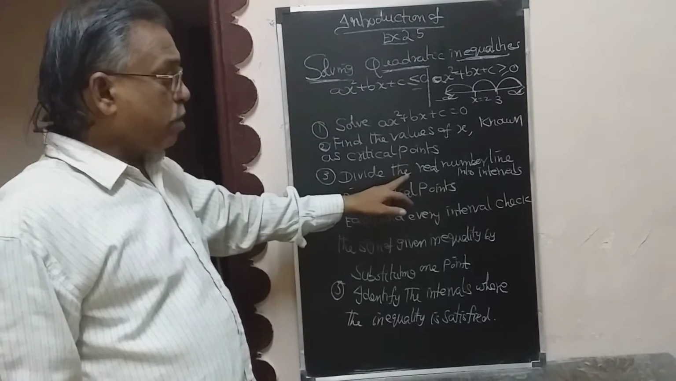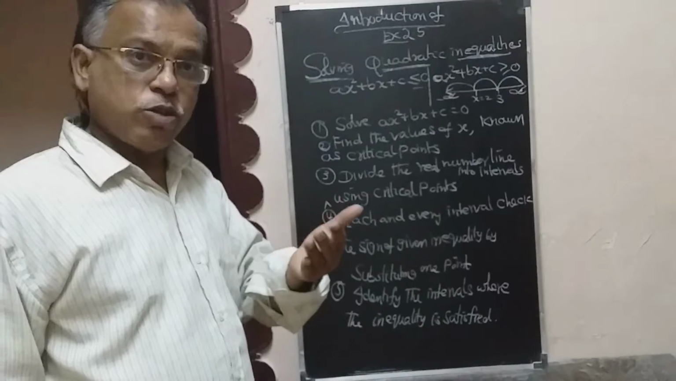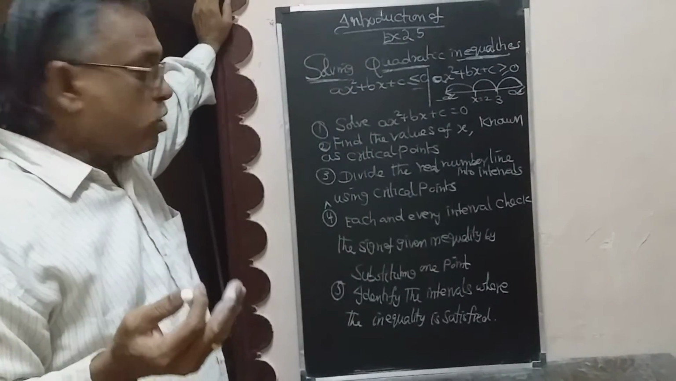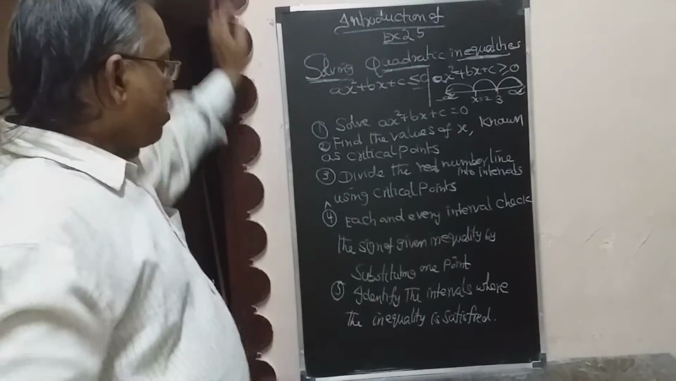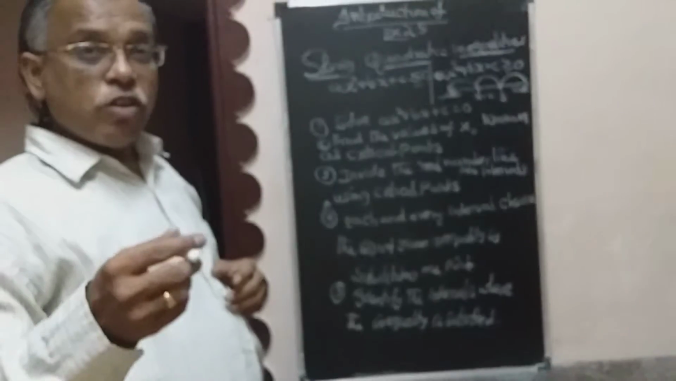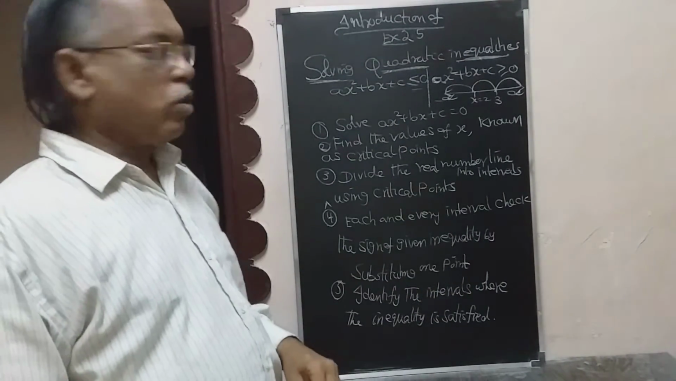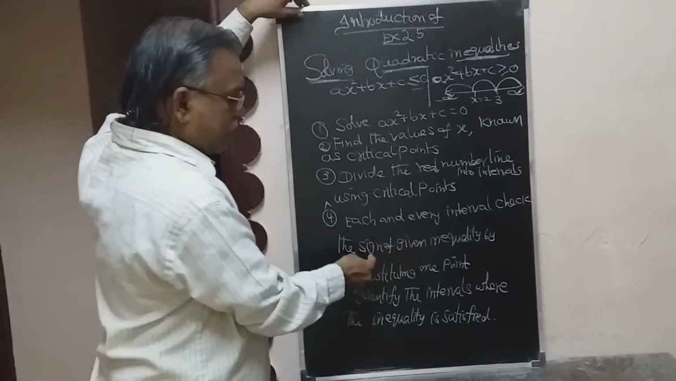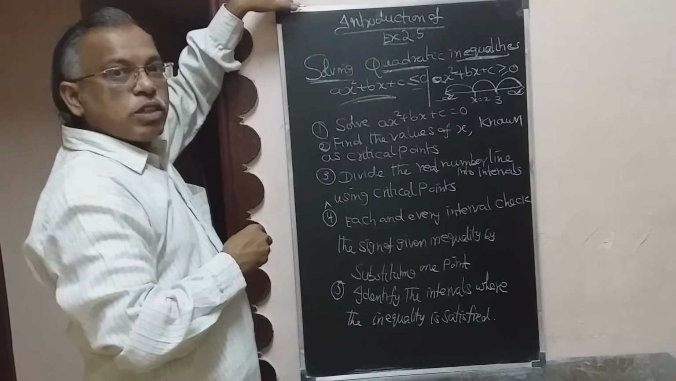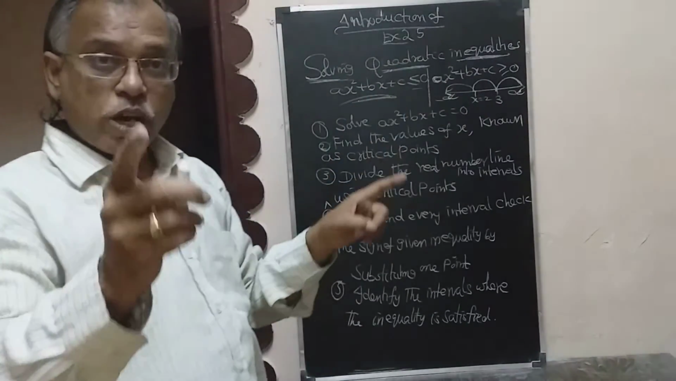Divide the real number line, that is minus infinity to infinity. A real number line I already told, entire numbers you can represent by using real numbers, by using critical points, this x is equal to 2 and 3. When will we get the critical points? Once you solve this equation only, you will get. Each and every interval check the sign of given inequality. That means this inequality. Check the sign means what? Whether it is less than 0 or greater than 0, you have to check.